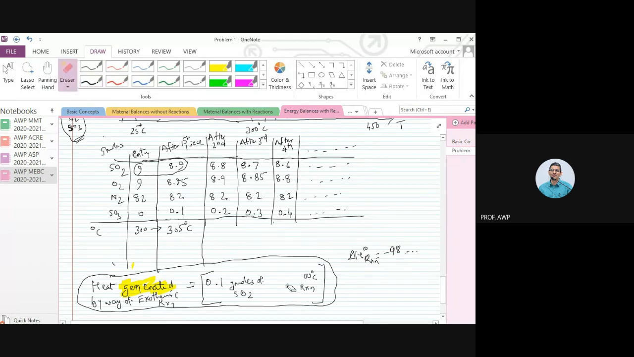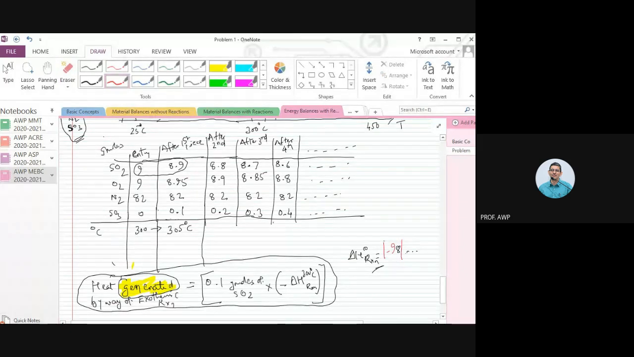So the heat that is generated would be minus of delta H at 300 degrees centigrade for the reaction. I'm just talking heat of reaction, heat that is generated. Because it is an exothermic reaction, this minus sign indicates the exothermicity. So the heat that is generated is just the mod of this minus 98.